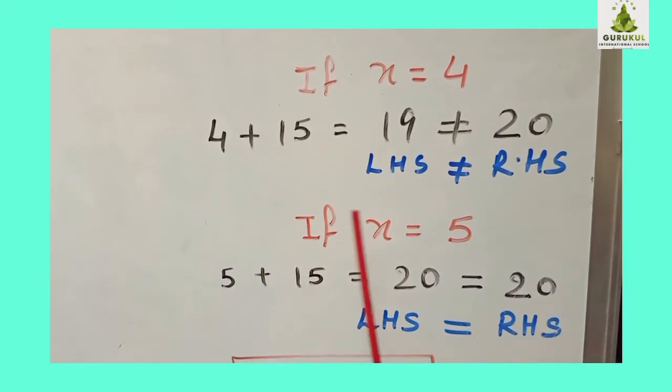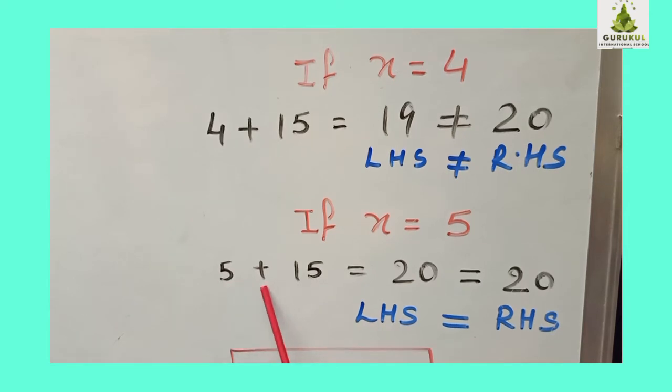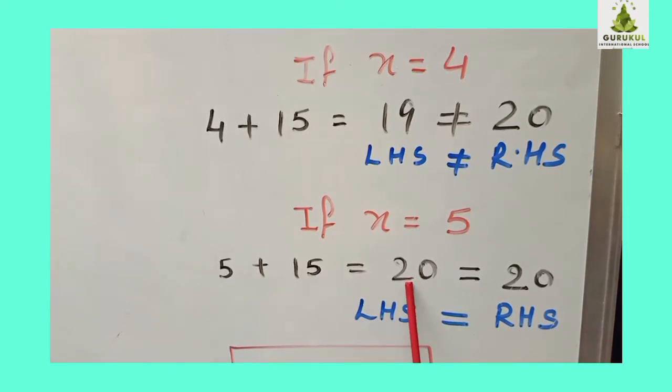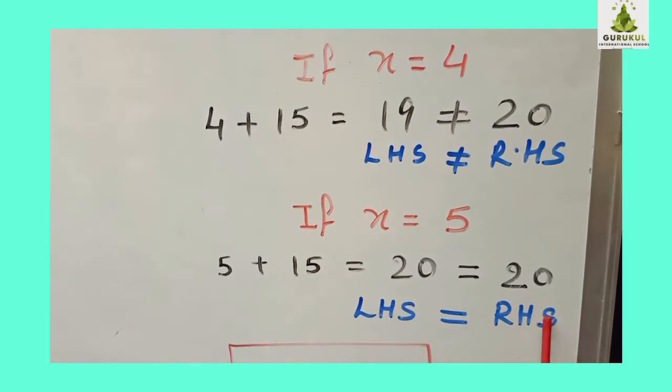Yes. See here, now if x equals 5, in the place of x I put 5. 5 plus 15 is equal to 20. So this is the LHS you got, and RHS is also 20. So it got satisfied. Now it is balanced.